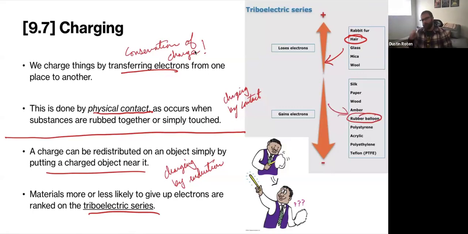So if you use two similar materials on the same side, you're not going to charge it. If you rub two balloons together, it's less likely to transfer electrons than if you have two different substances or materials from two different sides of the triboelectric series.